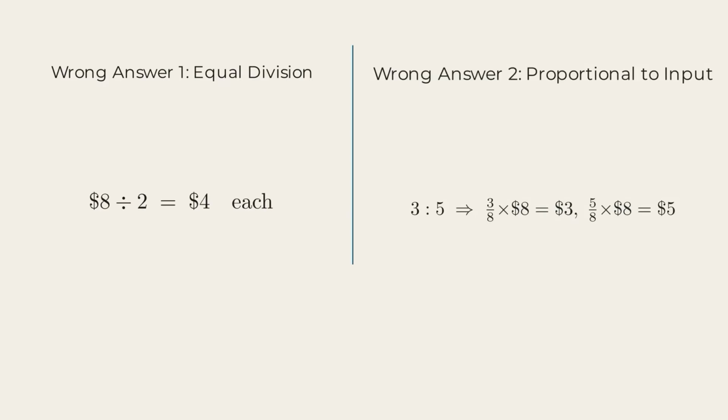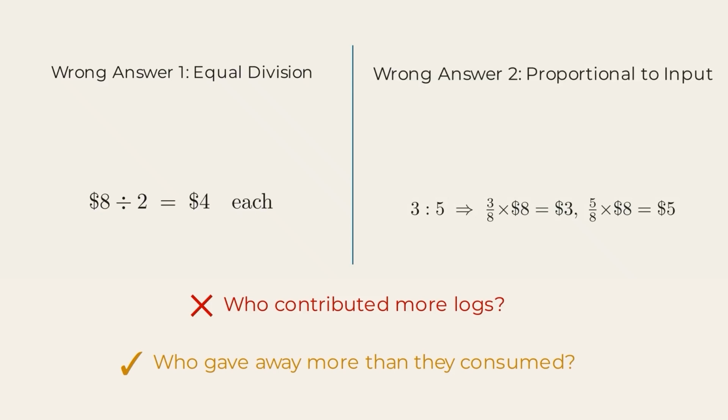Both wrong answers ask the same question in different ways. Who contributed more logs? That is the wrong question. The right question is this: who gave away more fuel than they actually used? Because Sophia is only paying for the logs that kept her warm, the excess that Emma and Lucas gave up over and above their own consumption. That is what she owes. And that is what we are about to calculate.